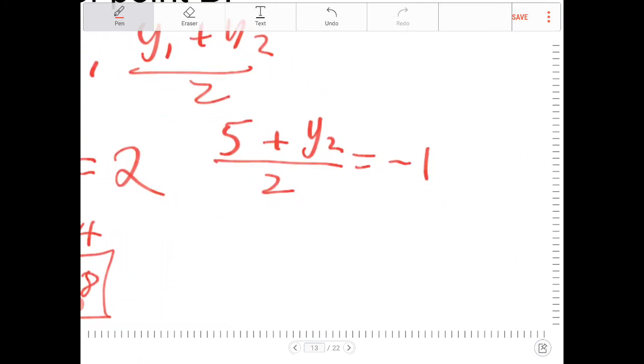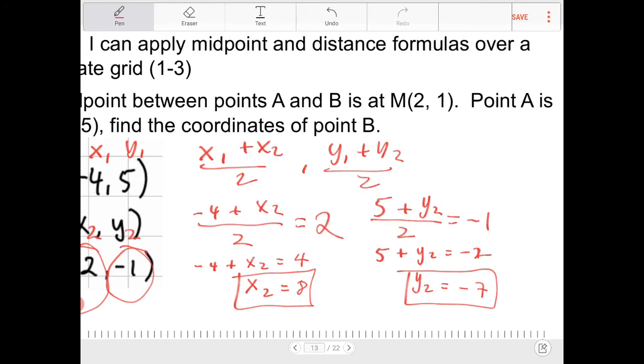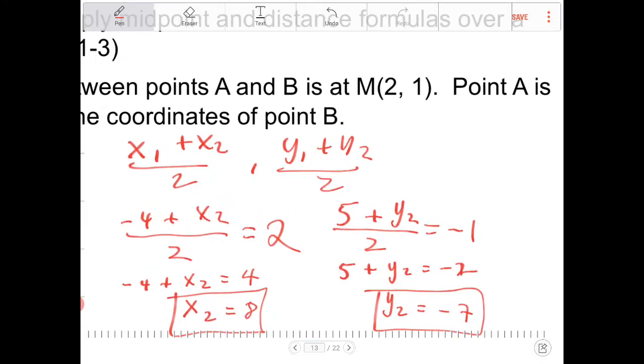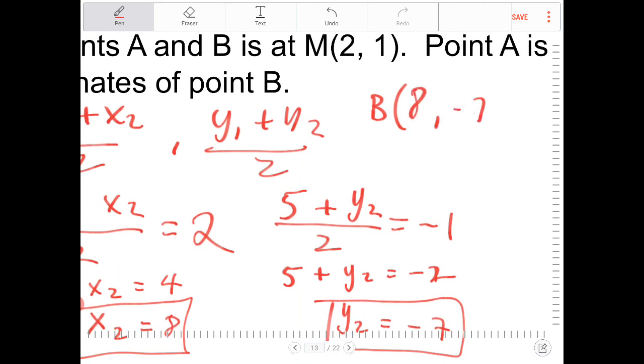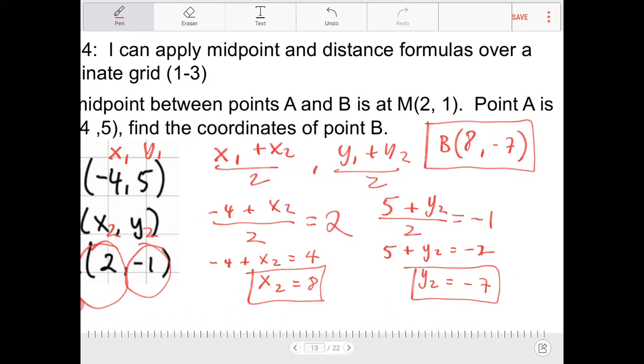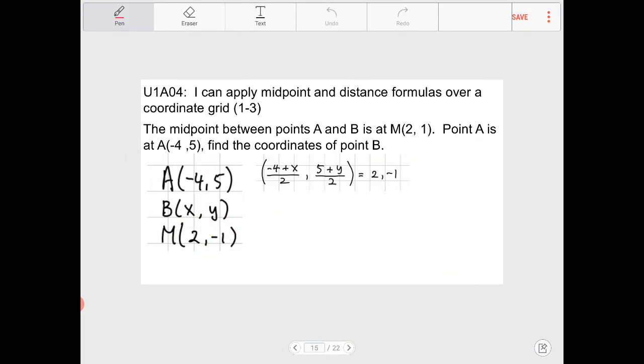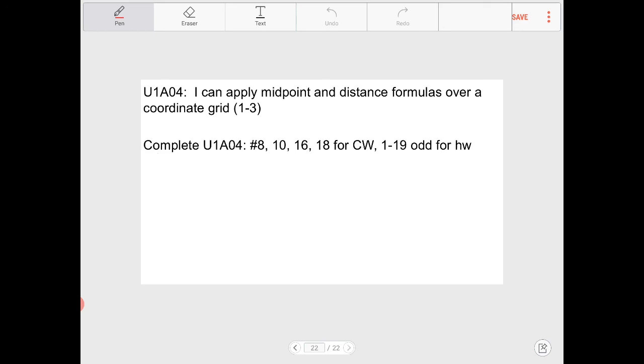Similarly, if I do the same thing over here where I try to find out what y2 is, if I multiply both sides by 2, I'll end up with 5 plus y2 is equal to negative 2. And then if I subtract 5 from both sides, I'll end up with y2 is equal to negative 7. So what exactly are the coordinates for point B? Well, B must be 8, negative 7. And that's it.